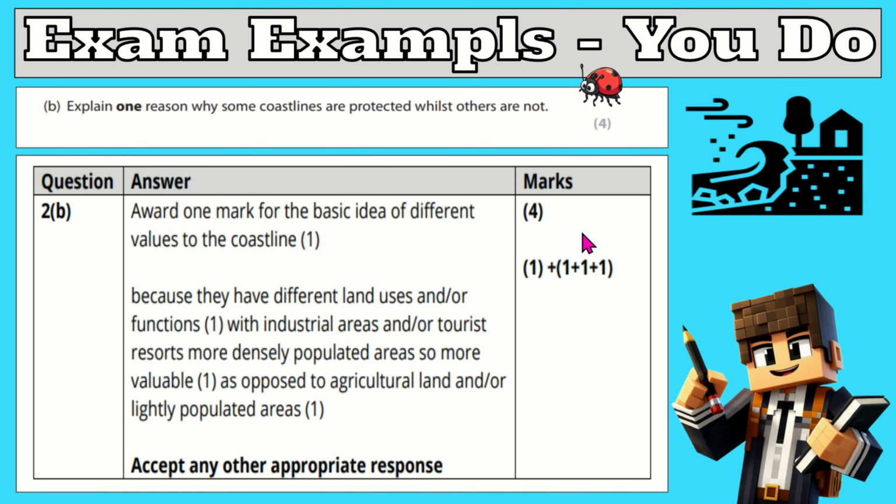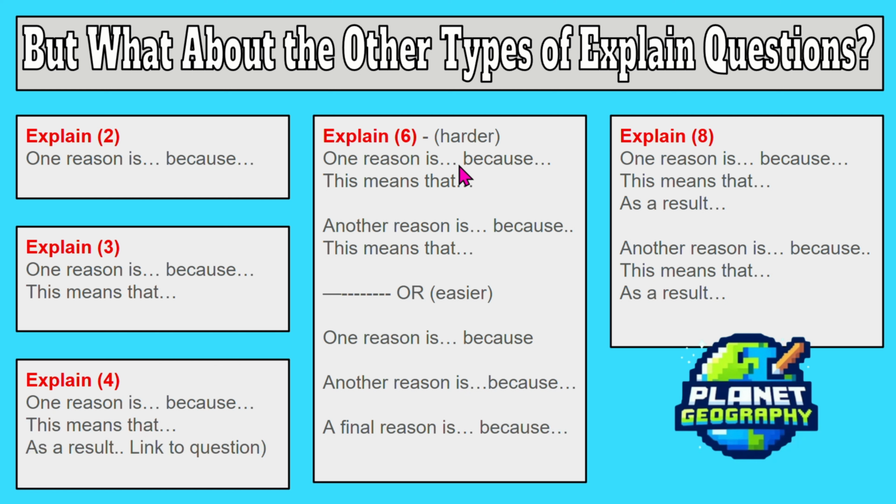Okay, so here is your mark scheme. We can see here 1 mark for your point and 1 additional mark for your development. Hopefully you produced something similar to that, but really the answer was that some areas produce more economic activity than others.